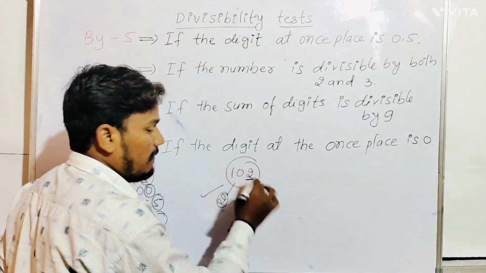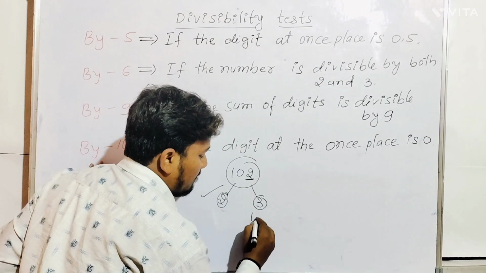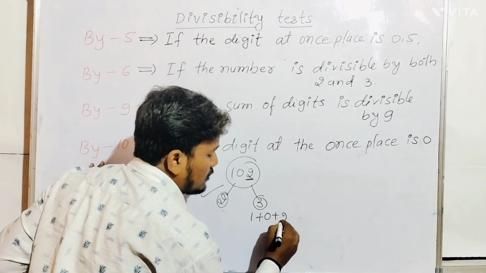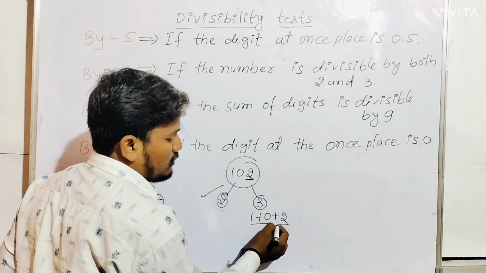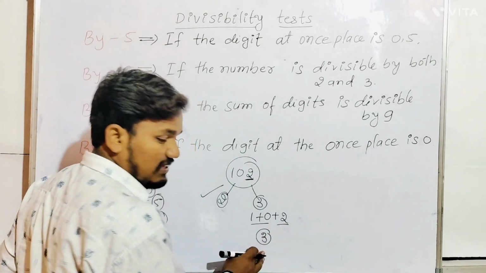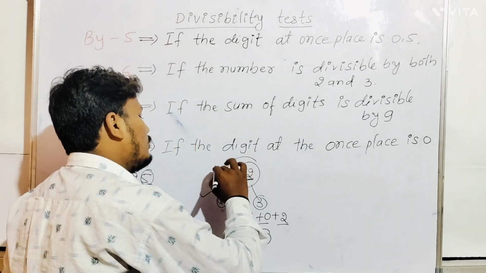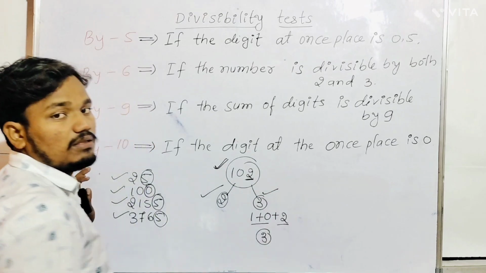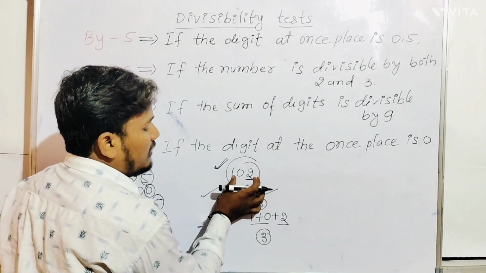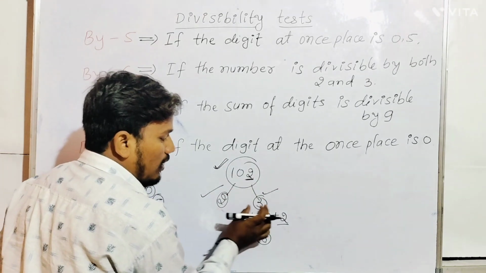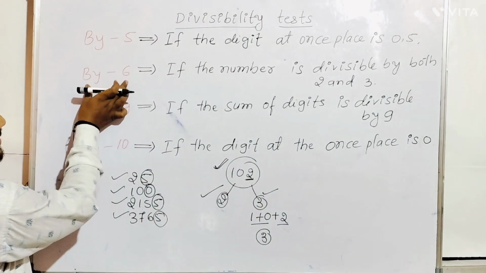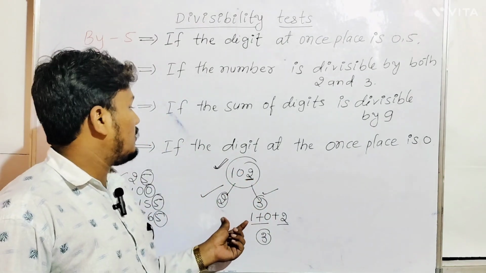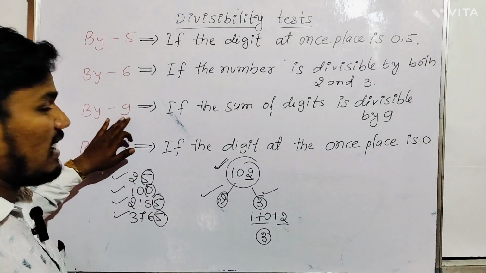2 से तो डिवाइड हो जाएगा. नेक्स्ट 3 से चेक करते हैं 1 plus 0 plus 2. Okay, now add 1 plus 0 that is 1, plus 2 that is 3. अब ये 3 से डिवाइड हो जाएगा, then 102 is going to definitely divide with 3. इसका मतलब 102 is divisible by both 2 and 3, hence this 102 is also divisible by 6. Okay, understood? Next, check by 9.